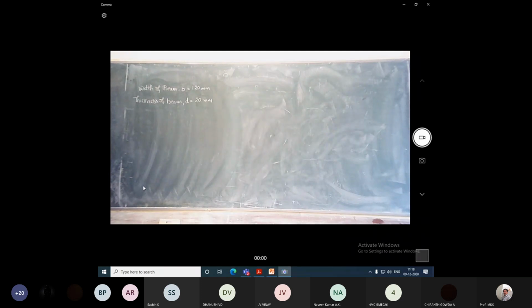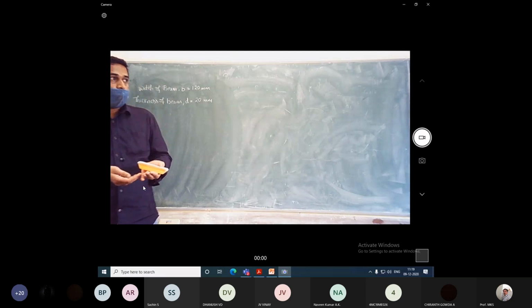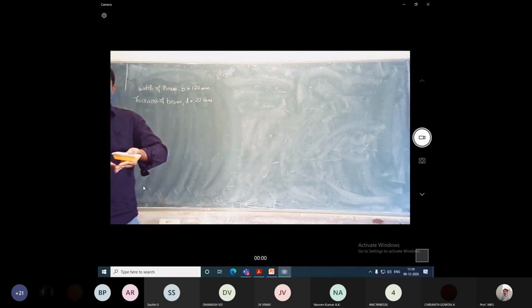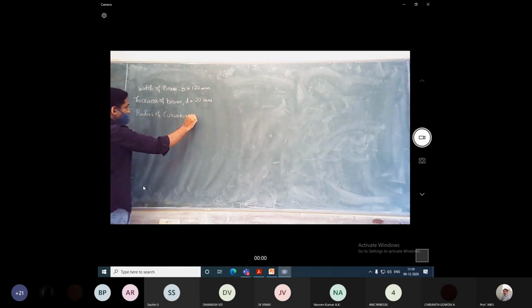Then it is bent into a circular arc. This beam is bent into an arc. So when it is bent, there will be an arc radius. That radius is given, right? The radius of curvature. So we have derived the expression M by I is equal to sigma by y is equal to E by R. So that radius of curvature R is given.